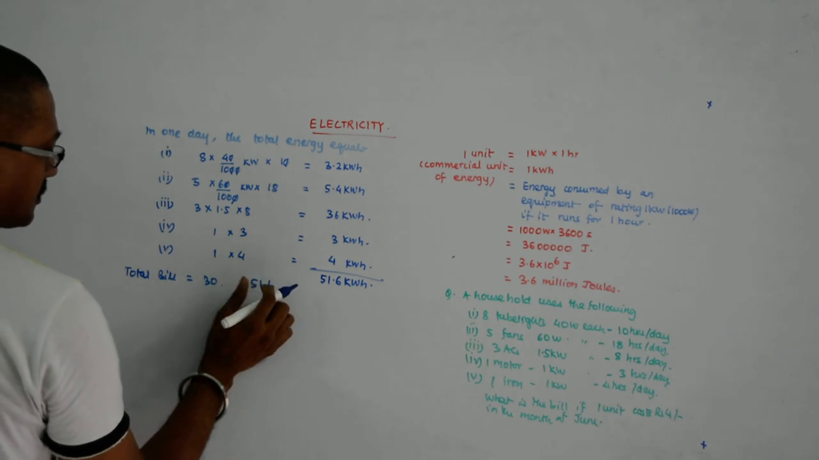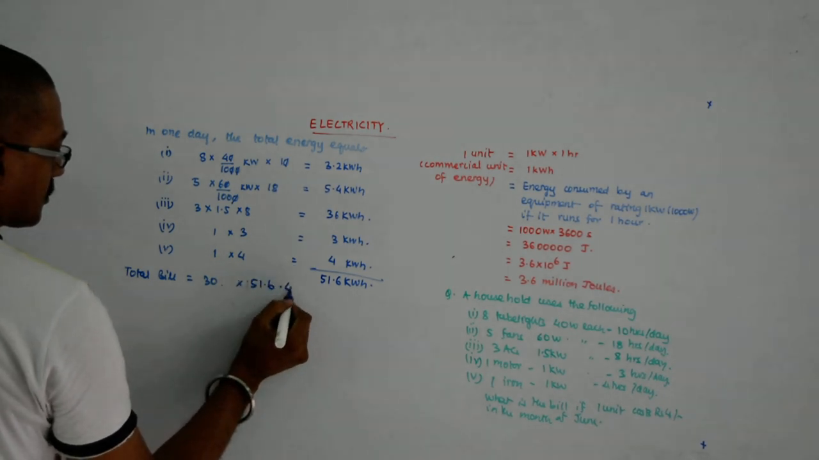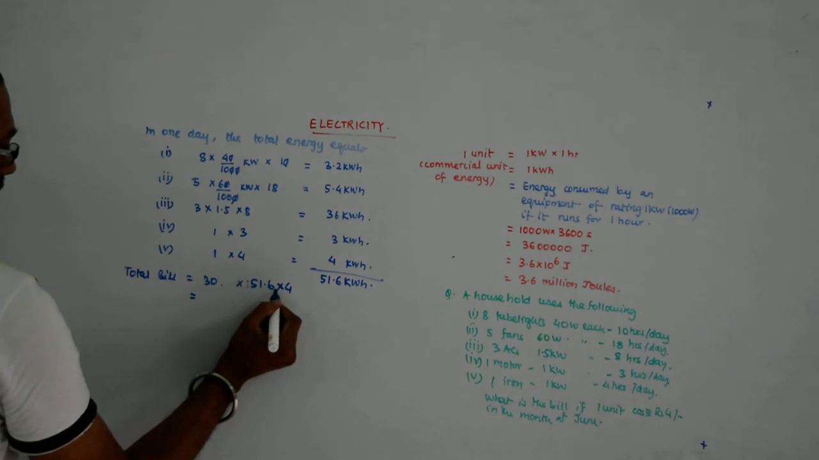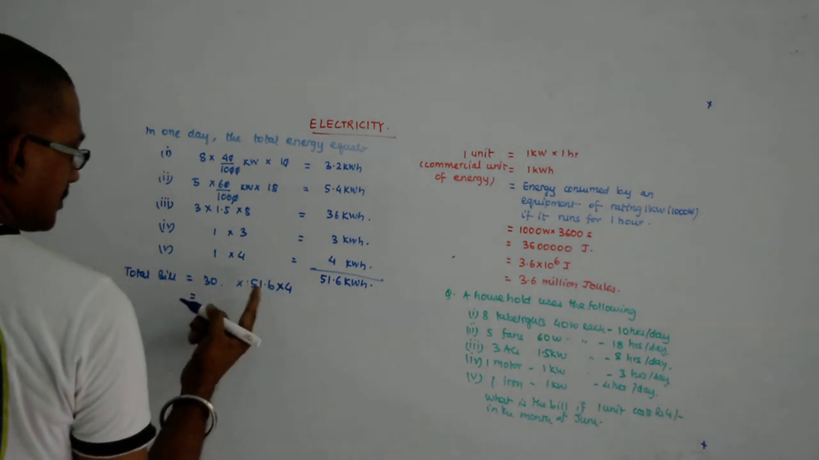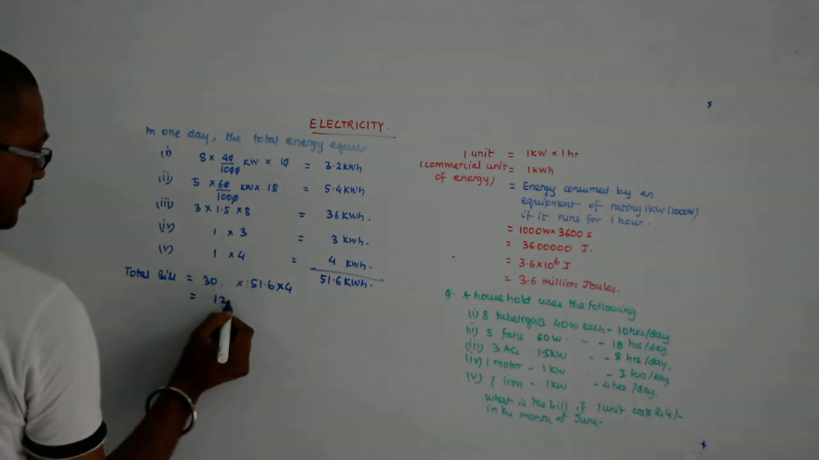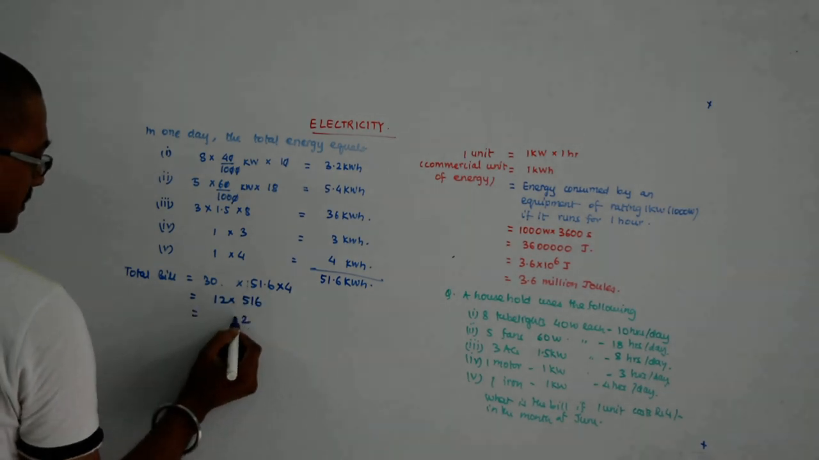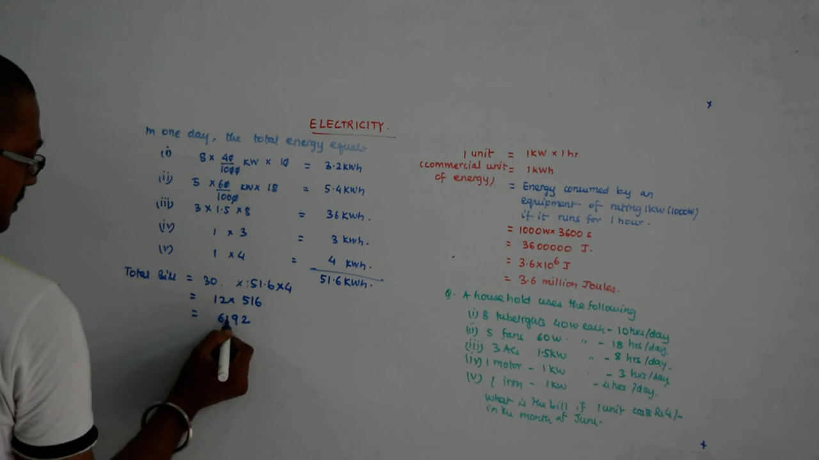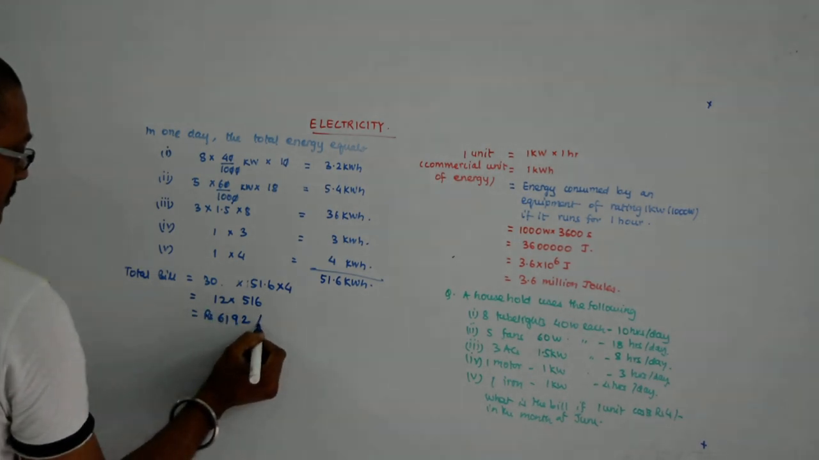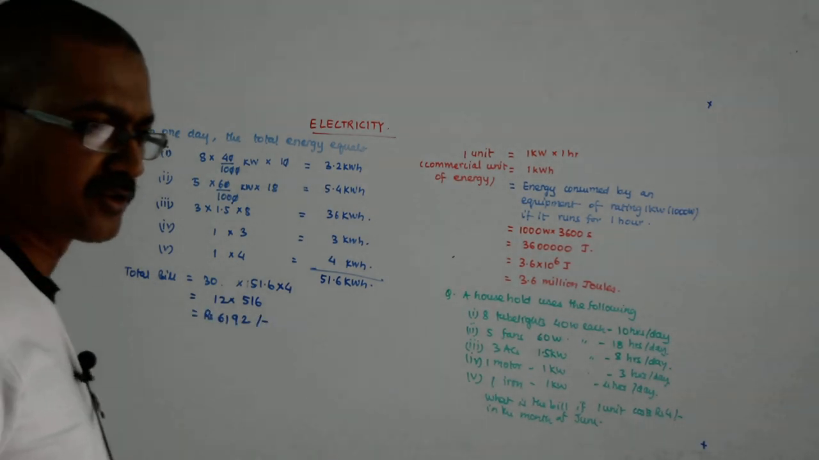30 into 51.6 into 4. So that gives you what? 12 into 516. Rupees 6192. You got that?